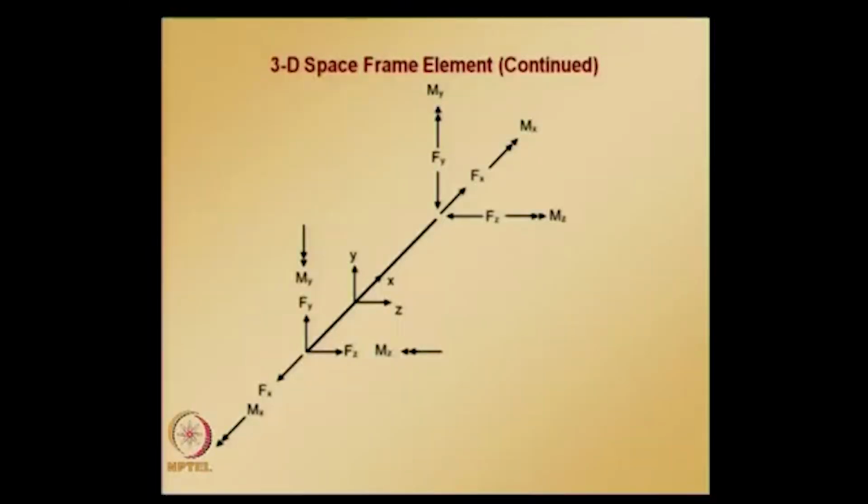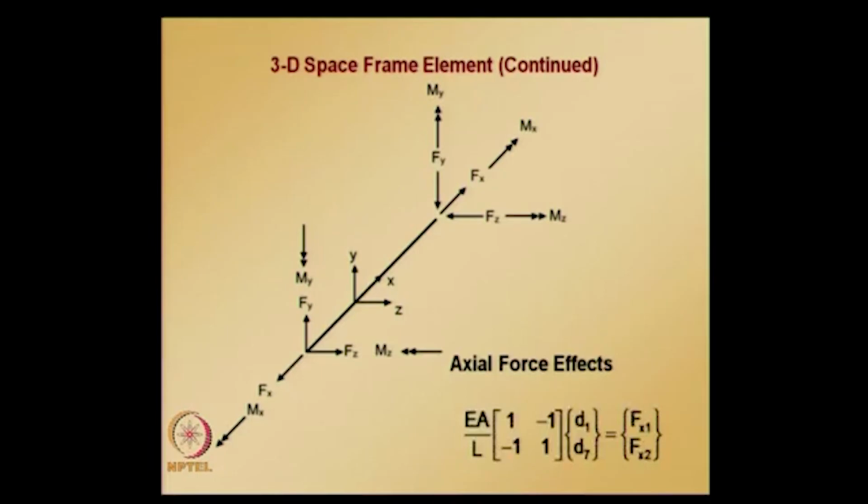So, the positive directions for internal moments and internal shears are assumed to be in the direction which is indicated in this figure. Now let us put together all the effects for assembling the final element equation for the 3D space frame element, which we will be using for solving problems of 3D space frames. So, now let us see what the axial force effects are. Axial force effects you are familiar with, it is given by this equation, except that we need to include the degrees of freedom and forces corresponding to the axial effects.